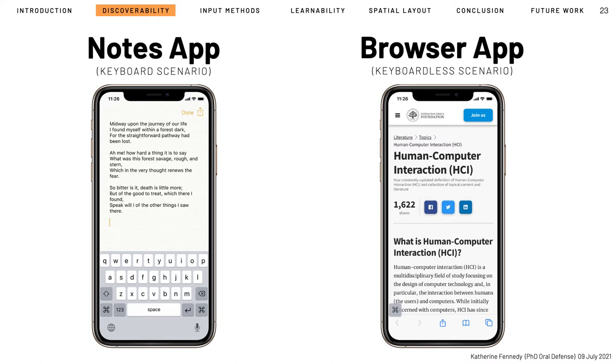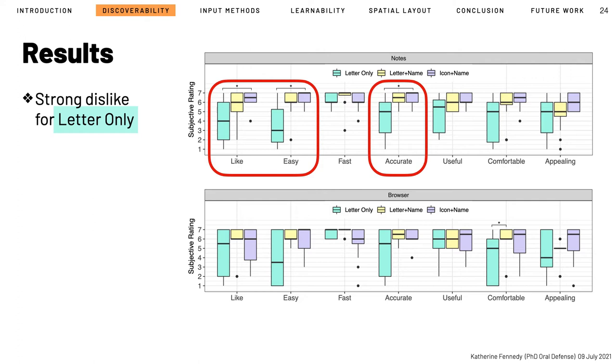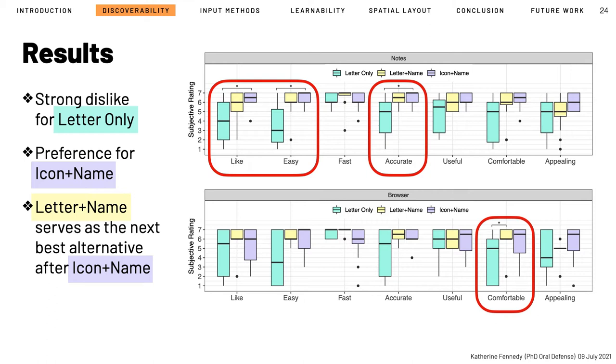12 participants were invited to complete a series of tasks in both Notes and Browser App prototype. We then asked the participants to rate their experience in terms of these 7 areas. Results show that while there was a strong dislike for letter only, there was a preference for icon plus name. And letter plus name could serve as the next best alternative to icon plus name.